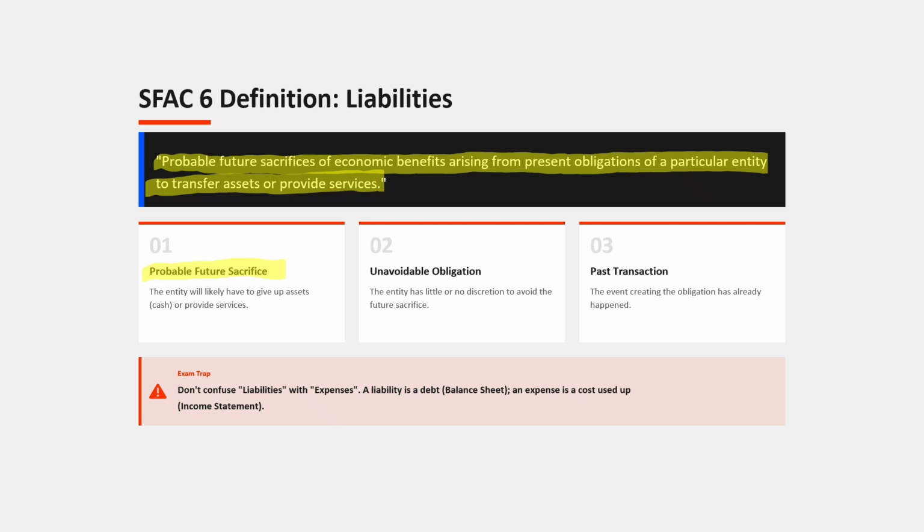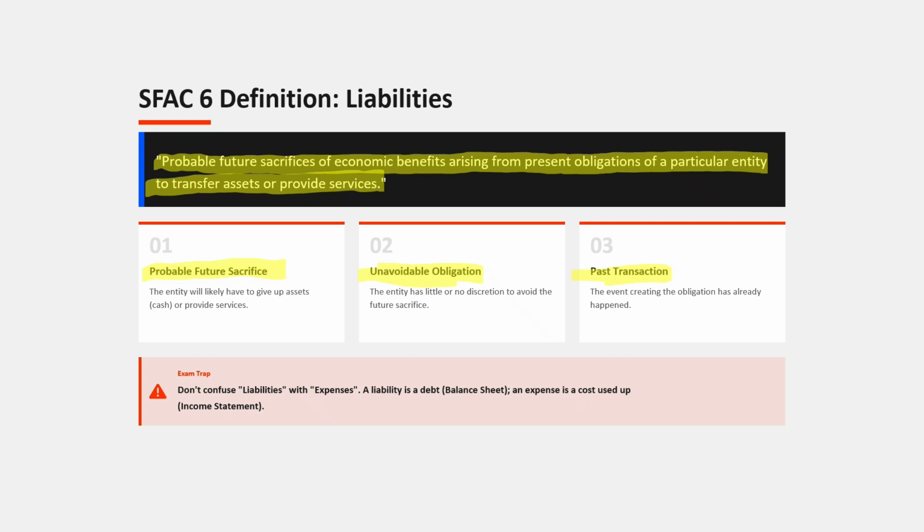This is an unavoidable obligation. There is no discretion to avoid the sacrifice. This creates an obligation that has already occurred. You can always check the date of the underlying transaction. Based on this, you can see if a present obligation exists.